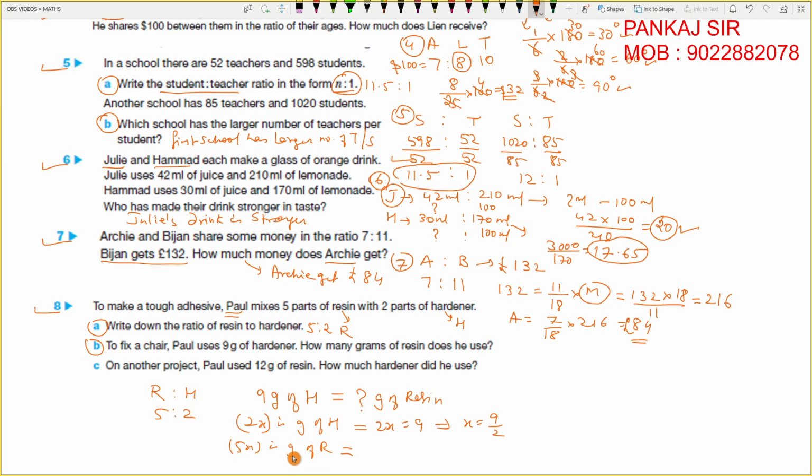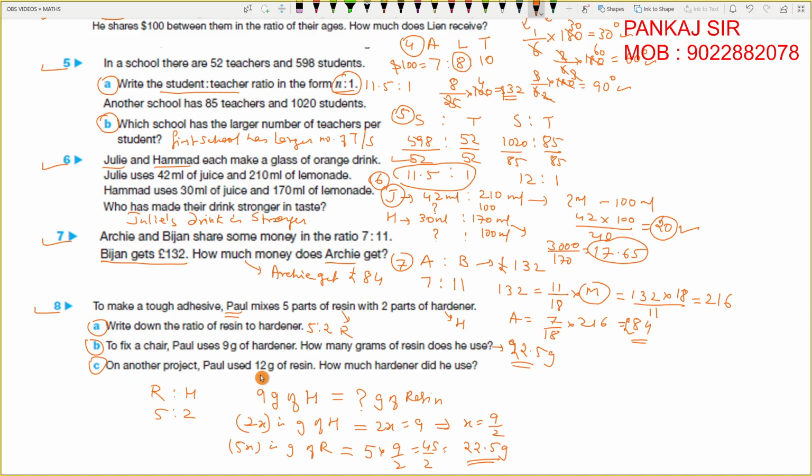The constant we have used to multiply is 9 over 2. Now we use this x value here, so resin will be 5 times 9 over 2, which is 45 over 2, and this is 22.5 grams. So the answer for this question is 22.5 grams.